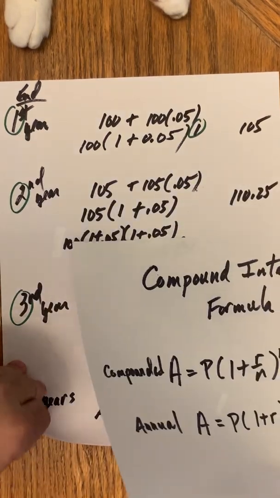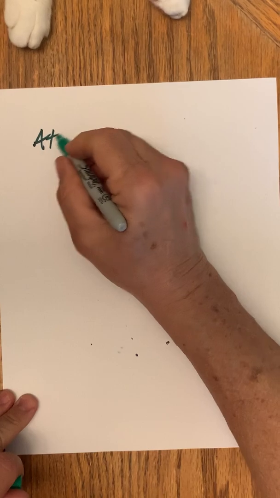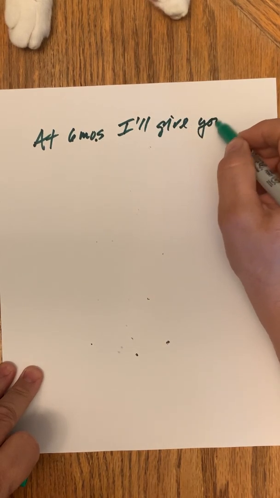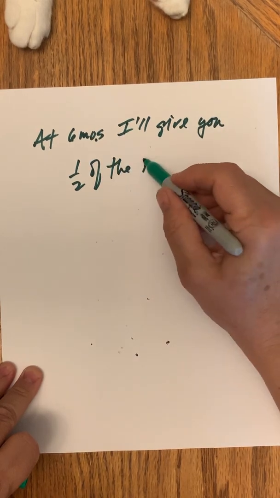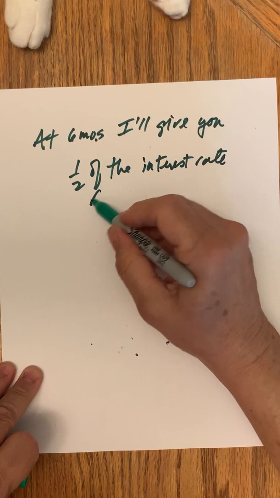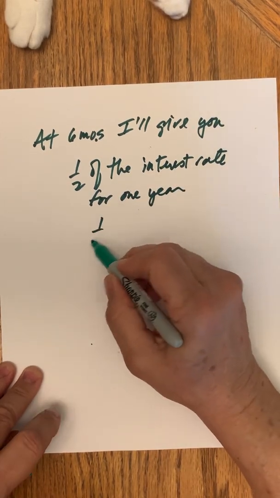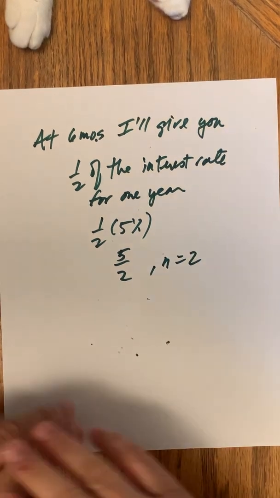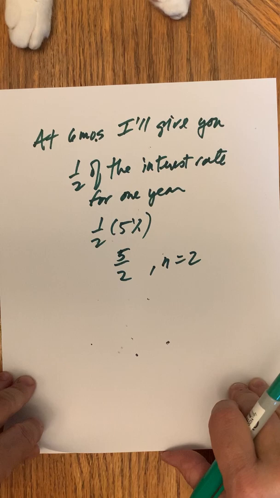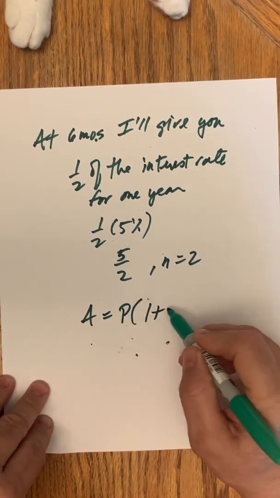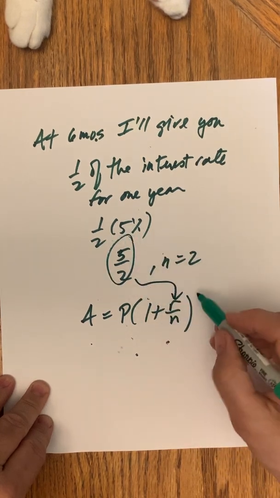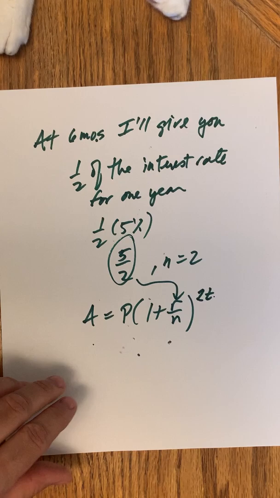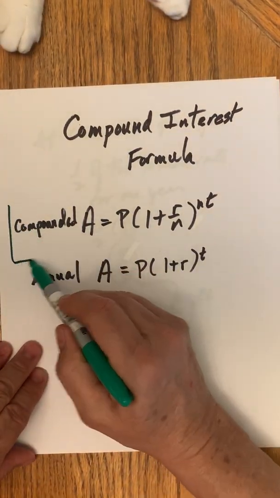So at 6 months, you'll earn 1/2 of the interest rate for a year. So you're going to have 1/2 of 5%, which is the 5/2, where N equals 2, because you're calculating interest twice a year. But I'm doing this twice, so there's your R over N, right? Here, for your T, you have to tell me how many times you're doing this in 1 year, so you're doing it twice, 2 times in 1 year. So that's how they come up with this whole compound interest formula right here.